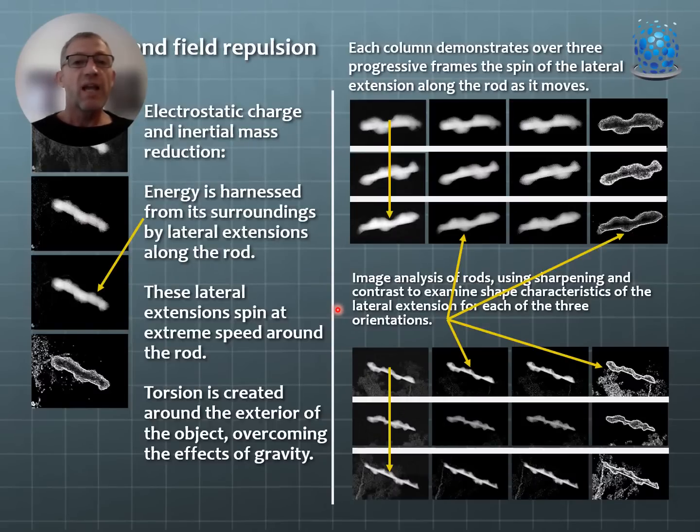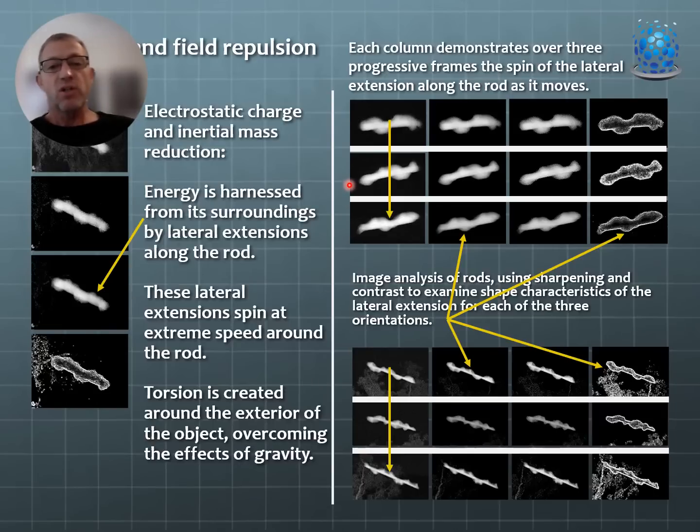So let's look at the rods and field propulsion. Now, in terms of electrostatic charge and inertial mass reduction, again we've got this energy being harnessed from its surroundings by lateral extensions that are spinning around the rod, and we did some image analysis to try and pick this up in more detail. And again, similar to the orbs, this creates torsion around the exterior of the object and helps overcome the effects of gravity.